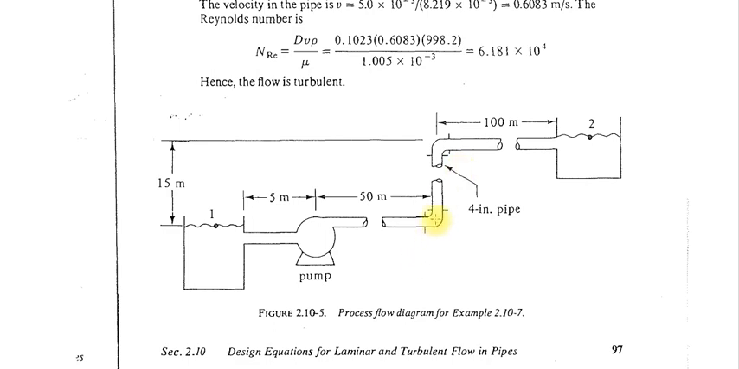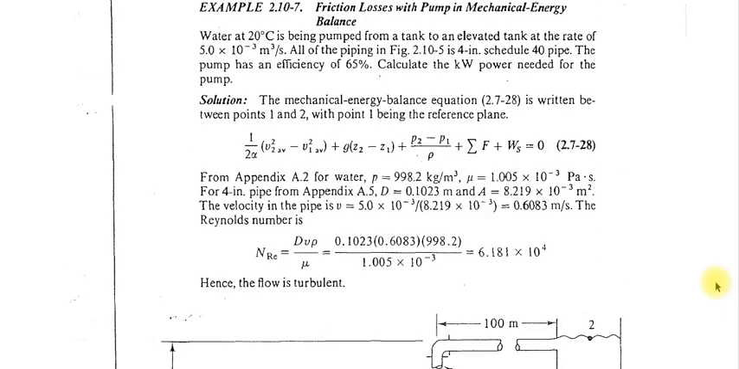Then you have 2 elbows in the pipe, elbow 1 and elbow 2. So the friction loss may occur due to the sudden contraction at the first point, then due to the friction loss in the length of the pipe, that is 5 plus 50 plus 15 plus 100, then due to the 2 elbows, and then due to the sudden expansion. If you substitute all the values in the original equation, you can calculate the value of the power requirement of the pump.